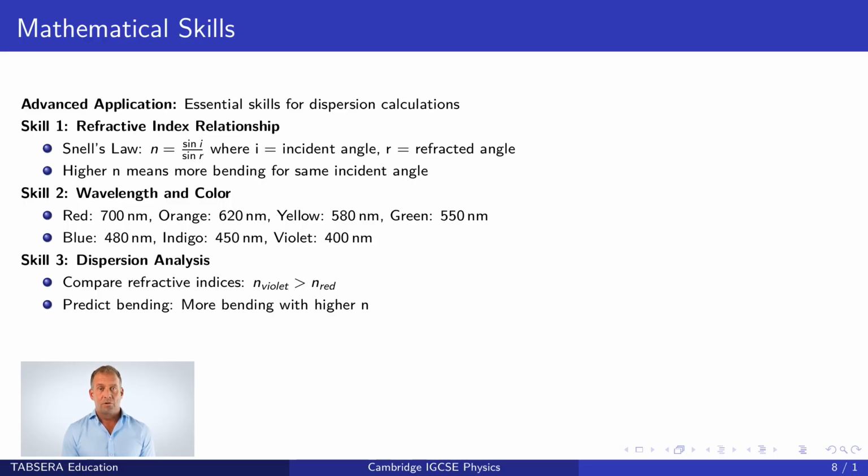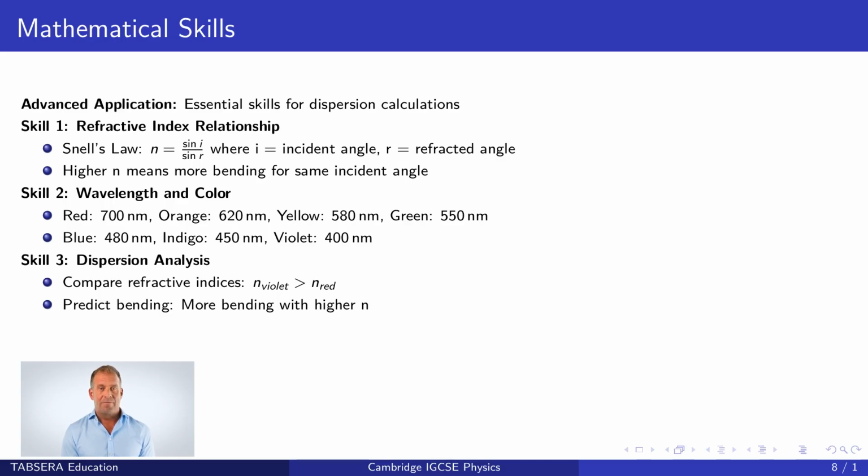Mathematical skills are crucial for understanding dispersion quantitatively. Let's examine 3 key skills. First, refractive index relationship. Snell's law states that refractive index equals sine of incident angle divided by sine of refracted angle. When refractive index is higher, the refracted angle is smaller, meaning more bending toward the normal for the same incident angle. Second, wavelength and color relationships.